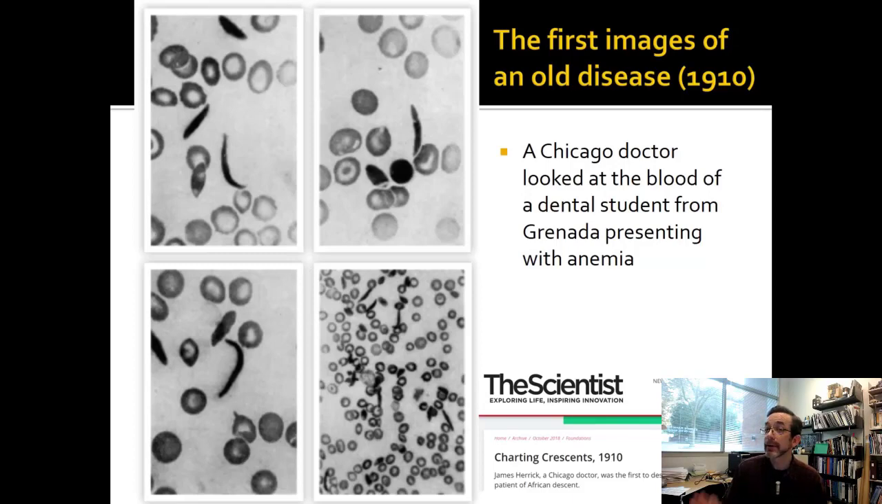So here's the first images of it. I've already mentioned what it is, so you probably already know, but if you don't, here's the first images that people saw that this disease was a problem. In 1910, a Chicago doctor was investigating the blood of a dental student at the local university. The dental student was an international student from Grenada and presenting with anemia. So some sort of anemia.